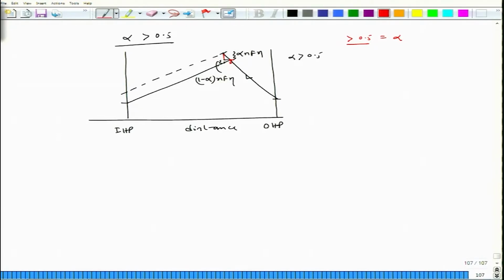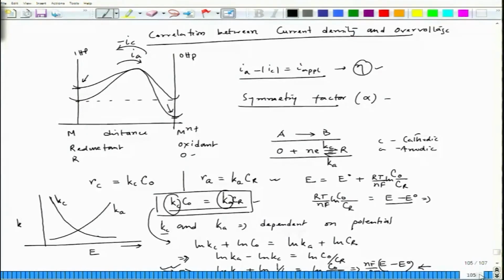So, we could see how alpha changes the slope of these two free energy lines. One is from the R to the activation energy, another one is from the Ox to the activation energy peak. So, these two lines are changing because of this variation in symmetry factor, but in our discussion we would consider alpha to be 0.5. Now, as we have seen before, let us get back to this particular plot.